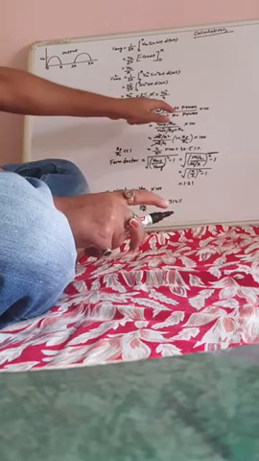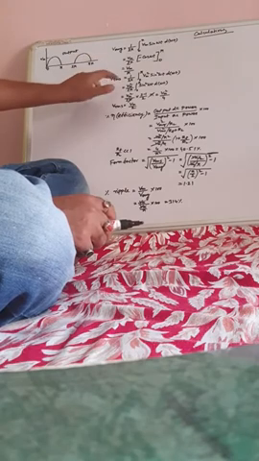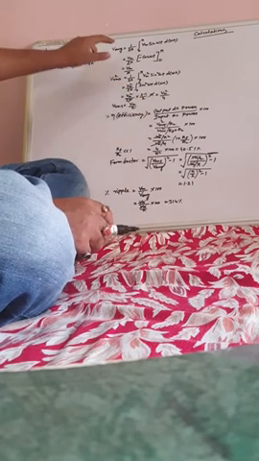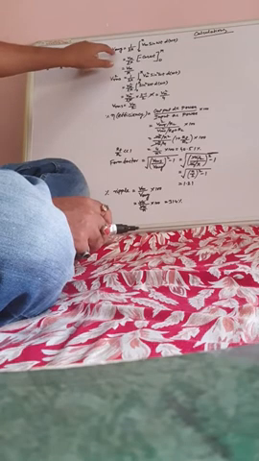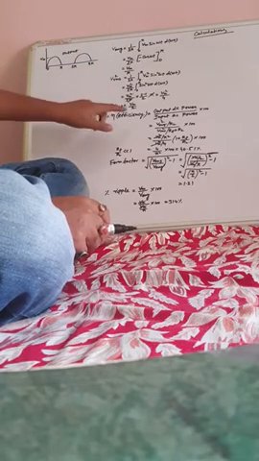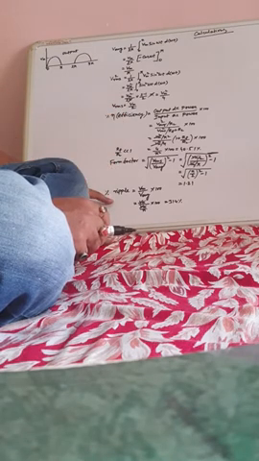See, input is always AC and output is DC. So whenever you are calculating the input, you have to find out the RMS value, and whenever you are calculating the output, you have to find out the DC value or the average value of the signal of the half-wave rectifier. Then percentage efficiency, then form factor, then percentage ripple.